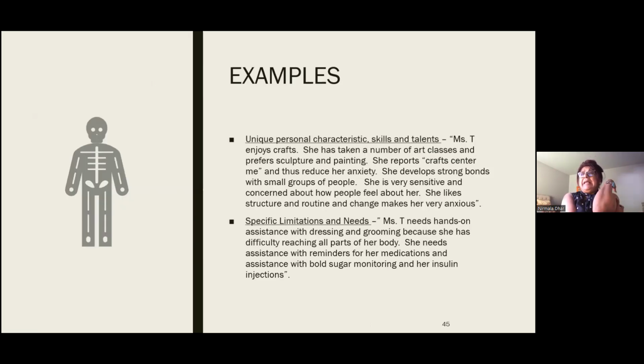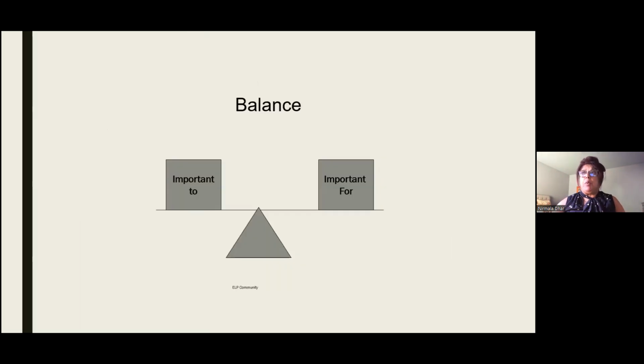You will get my PowerPoint. I'm just giving you some examples of what should go into unique personal characteristics, skills and talents, or limitations and needs. You can say she's a painter, she loves to craft. She's an avid reader. She likes to read travel books. I mean, anything you can write in talents, skills, all of that, and limitations she needs help with. She's at risk for falling. So maybe help her with this, whatever you need to be writing that in your report.